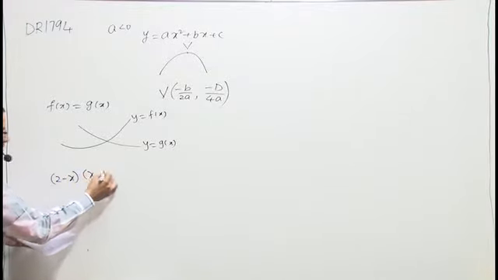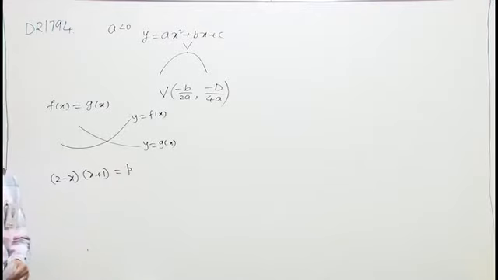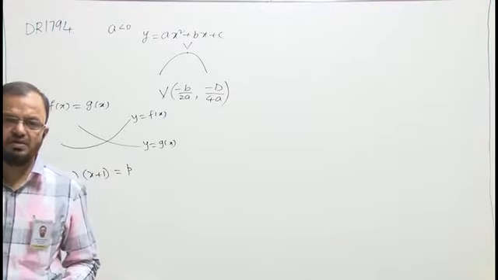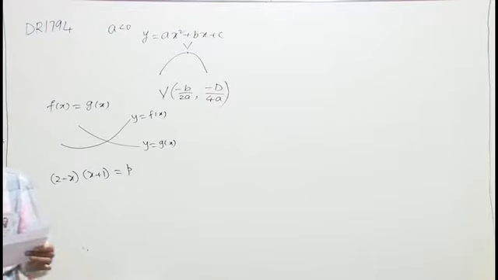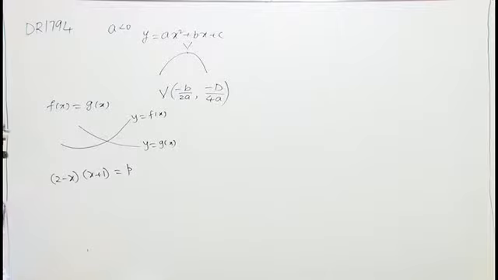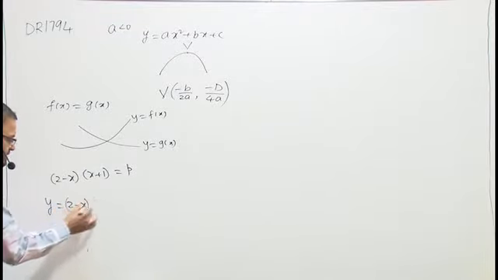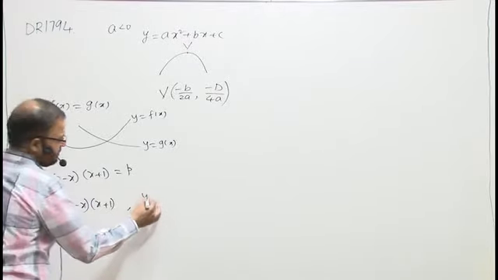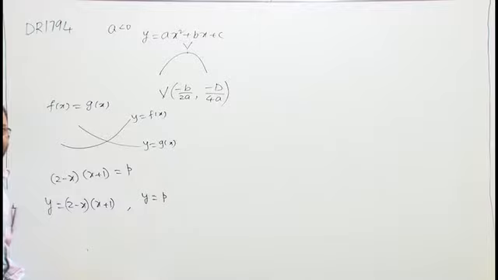Coming to this question, it is 2 minus x into x plus 1 equals p. This equation I have to solve, and moreover I have to find the values of p for which you have two distinct and positive roots. I draw the graph of the left side, y equals 2 minus x into x plus 1. I also draw the graph of y equals p, the right side.